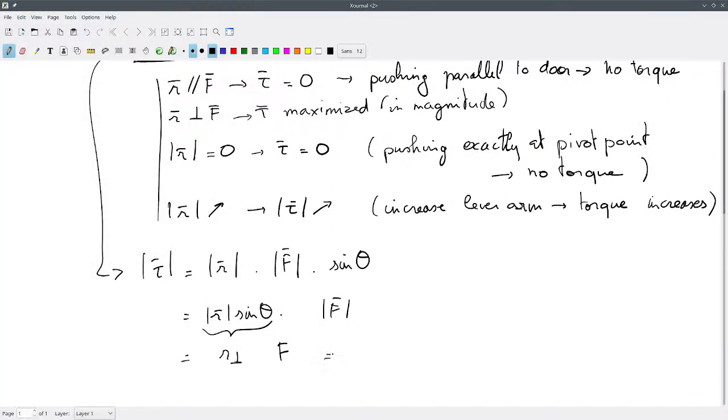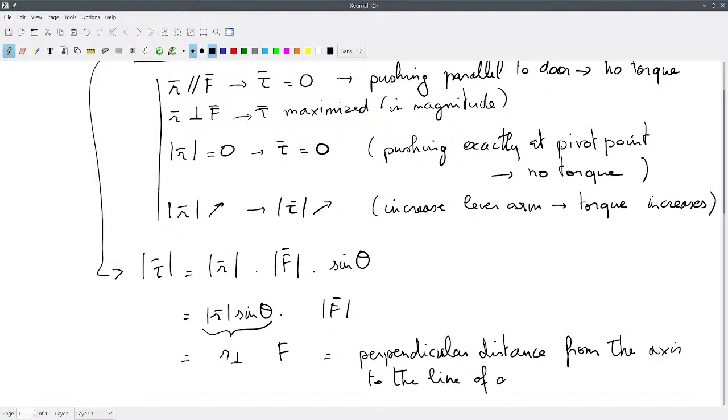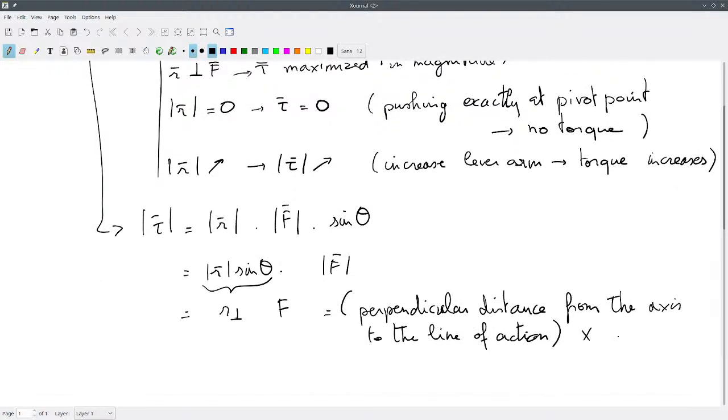So the torque is the product of the perpendicular distance from the axis to the line of action, times the magnitude of the force. So that's one way to rewrite this.